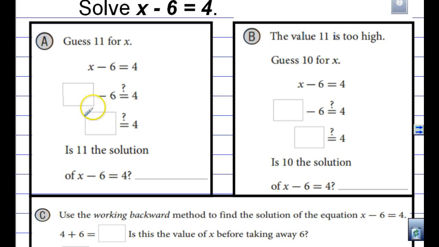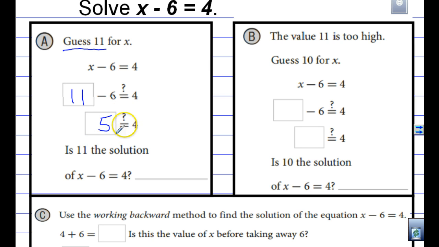You're just filling this in your book. It says, go ahead and do a guess and check. The first two are guess and check. Go ahead and guess 11 for x. Okay, so here's x. Plug in 11. 11 minus 6 is what? 5. Okay, so it says equals question mark.